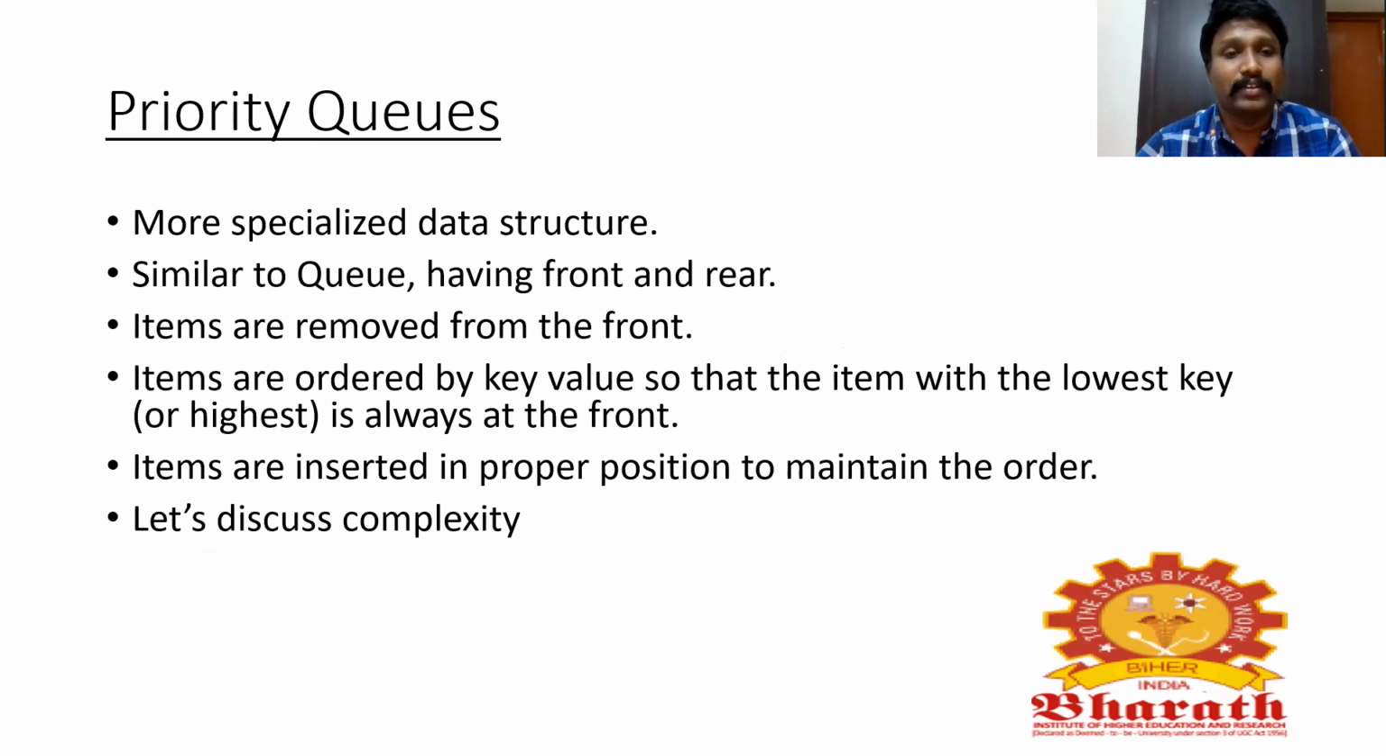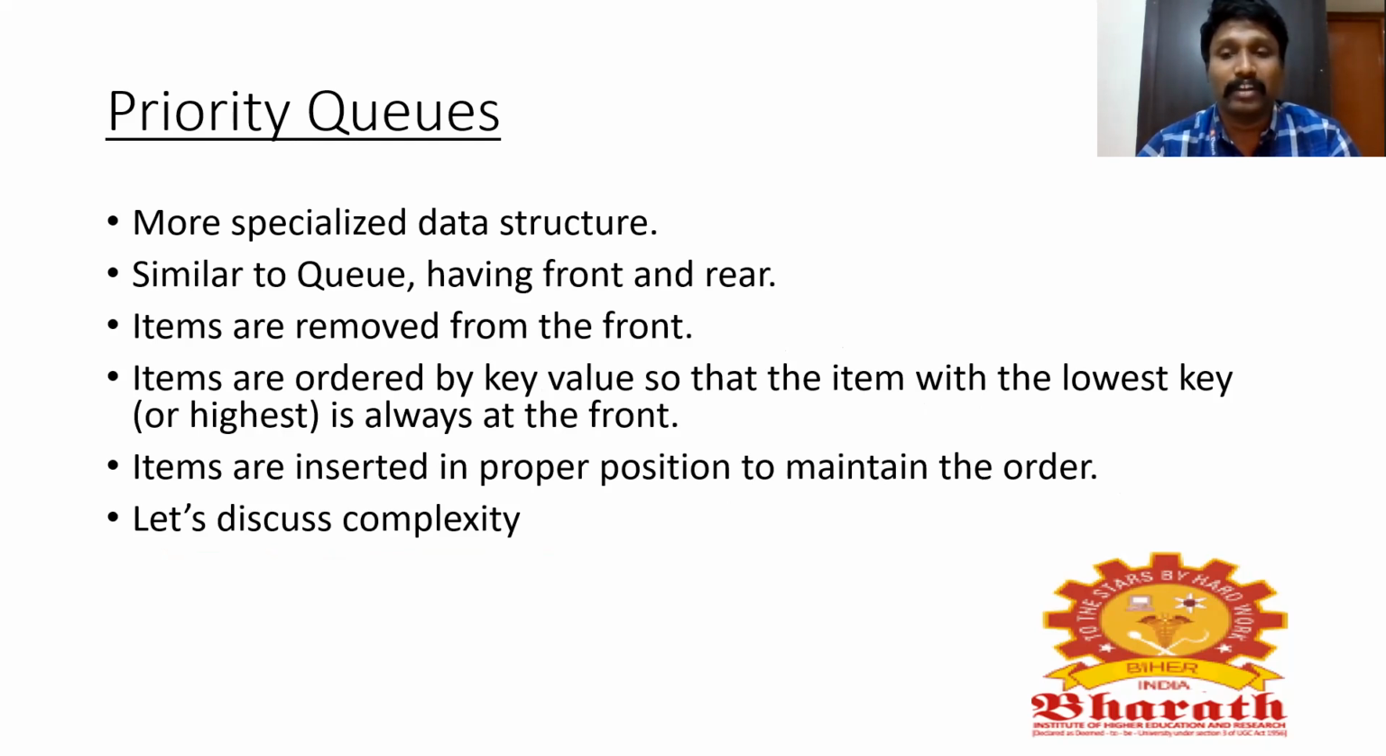Now the priority queue. The name itself says it. It is a more specialized data structure, similar to a queue, having front and rear. Items are removed from the front. Items are ordered by key value. Each item will have a key value, and the item with the highest priority key value will be taken and processed out of this queue.